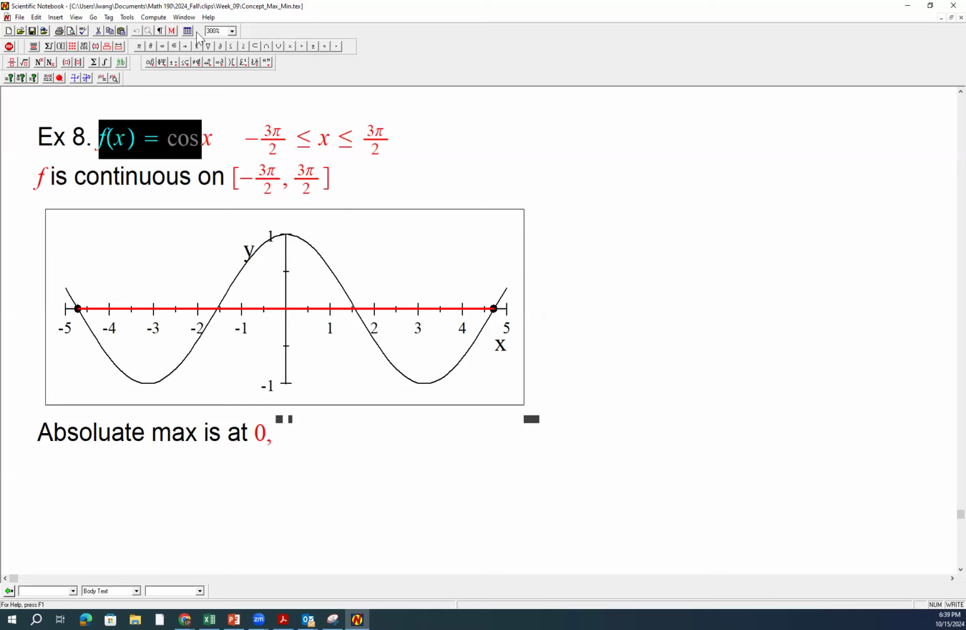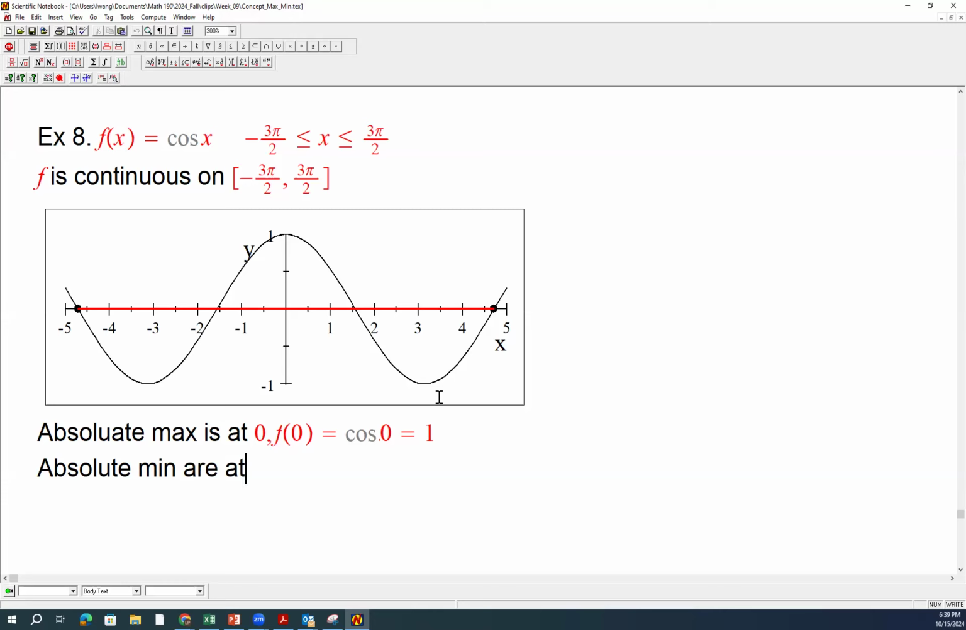Okay. And f of 0, we know cosine 0 is equal to 1. So that's absolute max. How about absolute minimum, min? We got 2 absolute min. And where are they? Well, in fact, this point is negative pi, and the other one is a positive pi. Okay, absolute min are at negative pi and the positive pi.